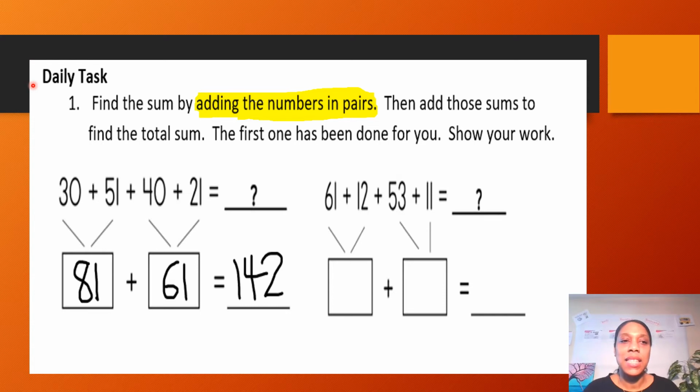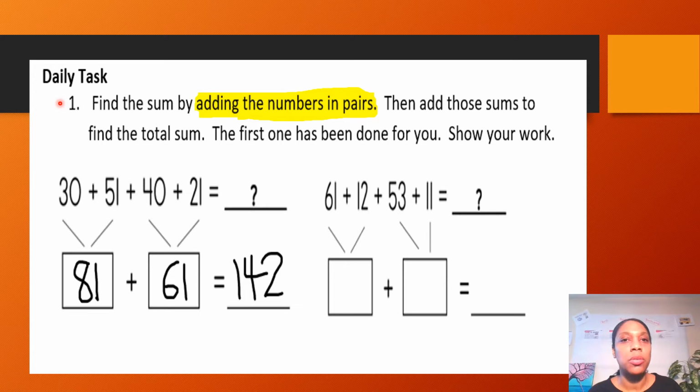All right, let's look at the second part of our learning packet, which is called our daily task. Here are the directions. Find the sum by adding the numbers in pairs. When I'm talking about pairs, I'm talking about two of something. For instance, you might have heard the term pair of shoes. That means I need two of them. Or a pair of earrings. That means I need two. Then I'm going to add those sums to find the total sum. The first one has been done for you.